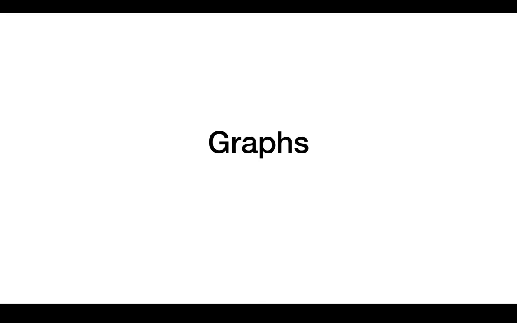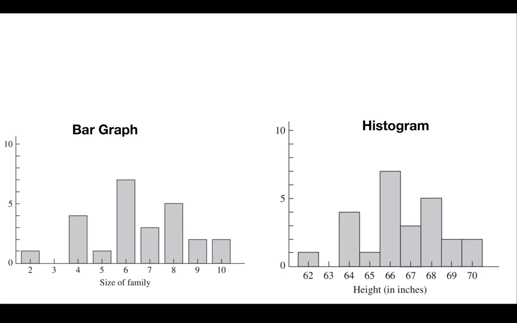In this section, we will be learning about the different kinds of graphs. The information in a frequency distribution table can usually be presented more clearly and dramatically in the form of a graph. A typical graph is made with two perpendicular lines, one horizontal and the other vertical.